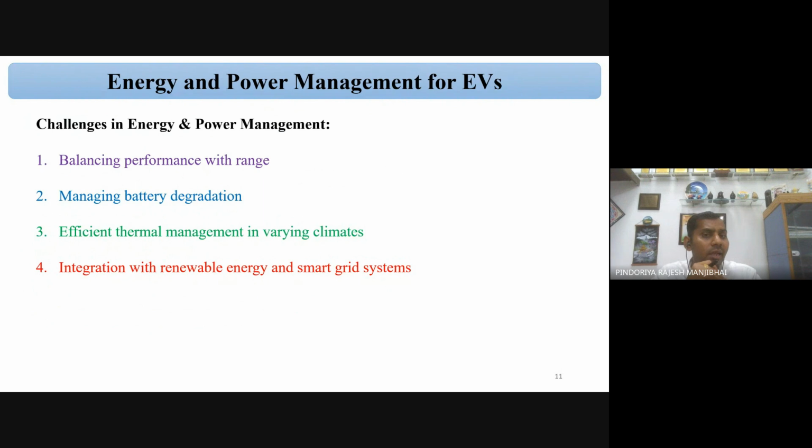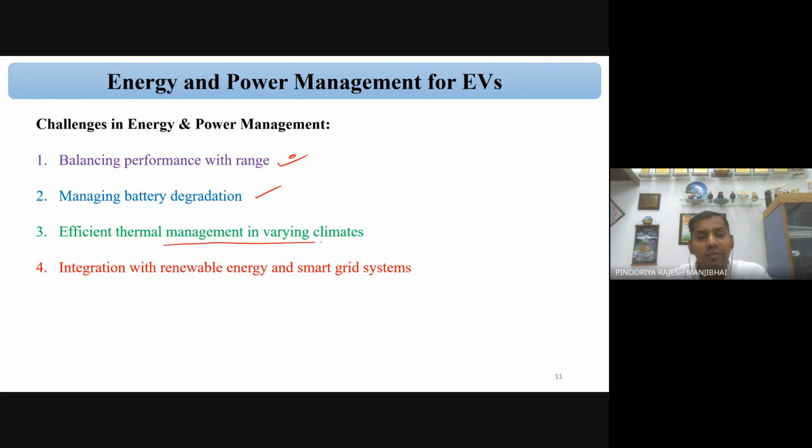Challenges in energy and power management. What types of challenges are we facing nowadays? There is balancing performance with range. We are not able to balance the energy with the performance. Managing battery degradation: battery degradation is very fast because the driving cycle is not well maintained. That's why battery degradation is very fast. So how are we managing this battery degradation? That is also a challenge.